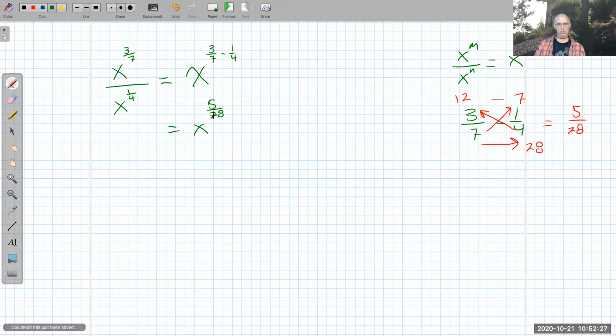So that's a rational power. So I've definitely reduced that. There's only one x instead of 2, like before.